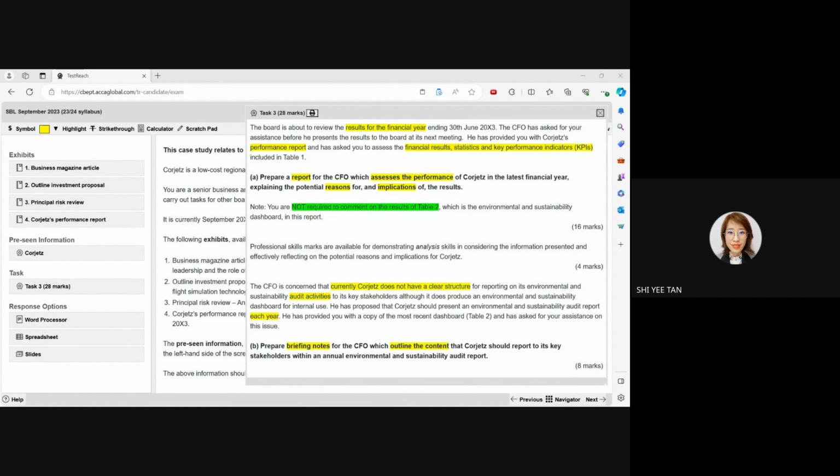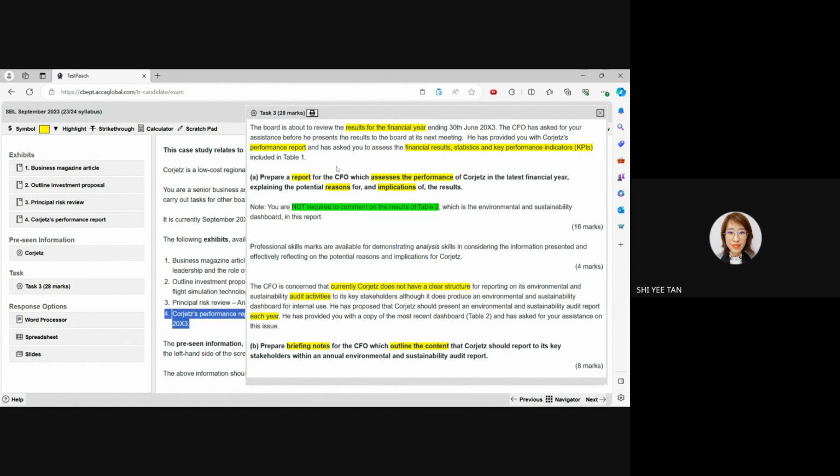Right, we understand the task. I didn't ask you to read the exhibit, I asked you to read the task. Okay, fine. Let's have a look at the task. The board is about to review the result for the financial year. So they provide you with a performance report and so on. So this is exhibit 4, very obvious.